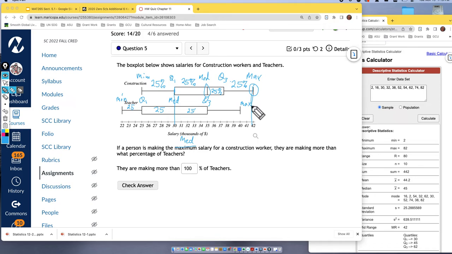Yeah. So if you're making the max though, as a construction worker, you're making more than all of the teachers, 100% of the teachers. Okay, so if the maximum is larger, then you're making more than 100%. Exactly. Okay, I can go with that logic.